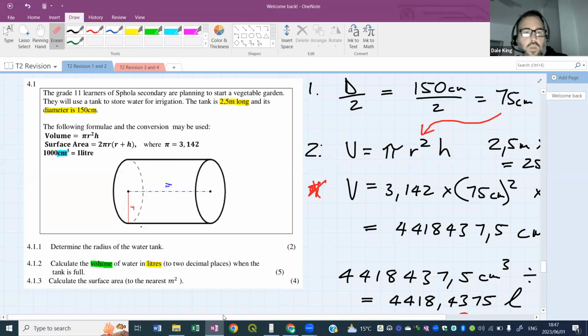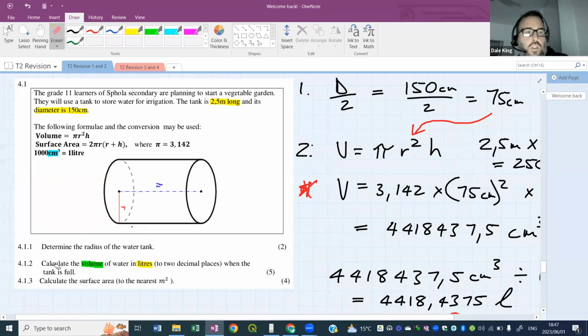Okay, so let's read the question one more time before we move on. So question 4.1.1 says determine the radius of the water tank. Okay, now with a contextual question like this, I want to tell you guys something.